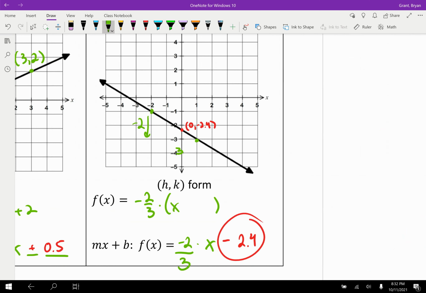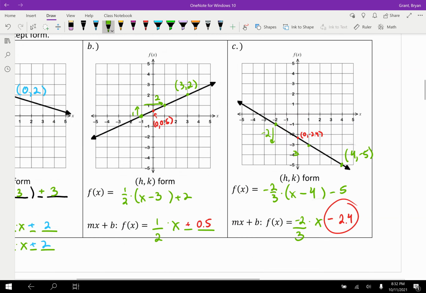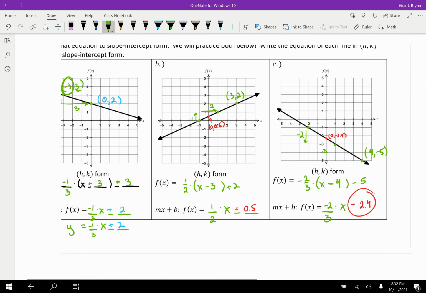What's another nice point over here? There's a bunch of them. I think this one's actually a pretty good point down here. This is 4, comma negative 5. So opposite of h. Now plus k, you could write plus minus 5. However, a positive and a negative right next to each other just stay negative, and so we end up here. Great. HK form is very easy. It just needs a slope and a point.